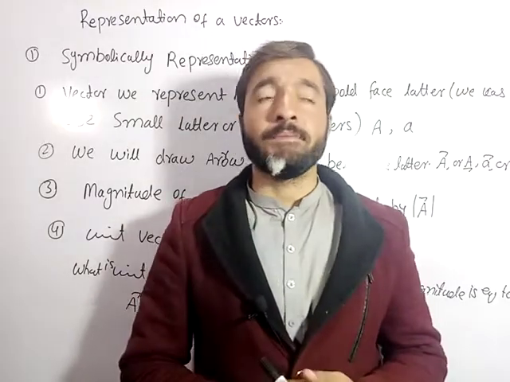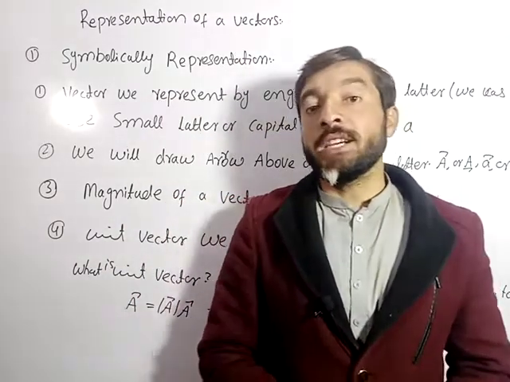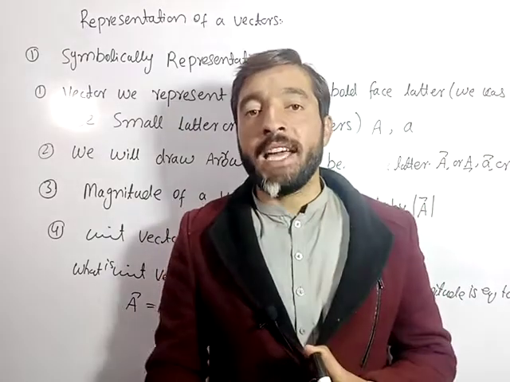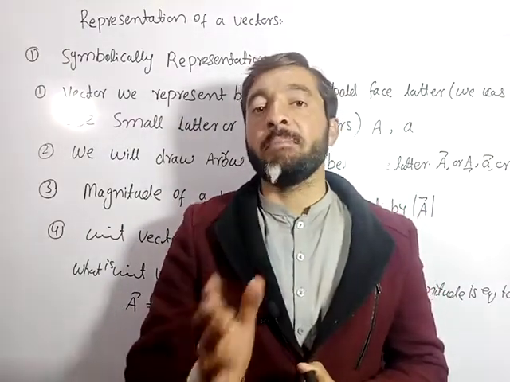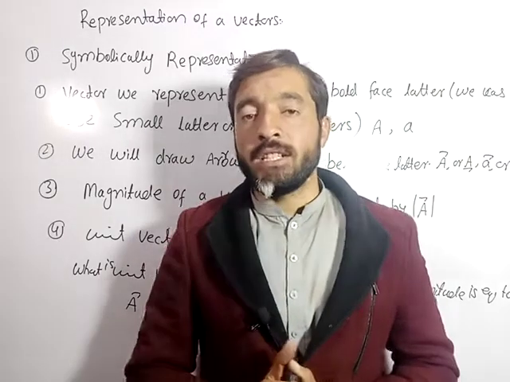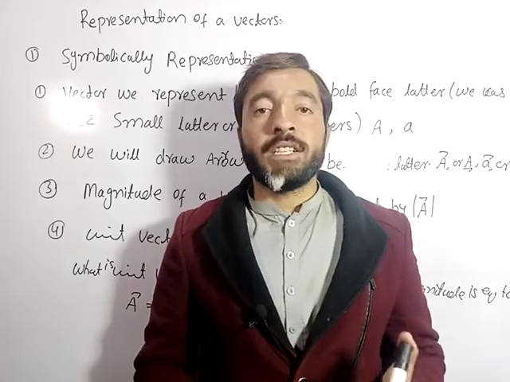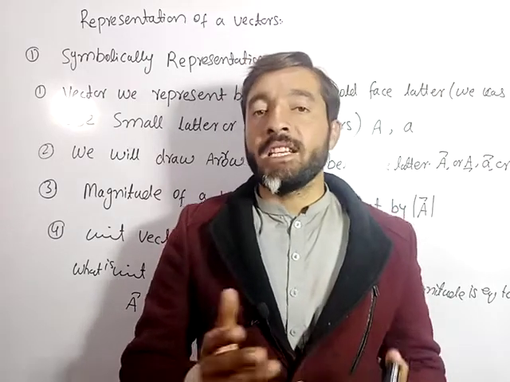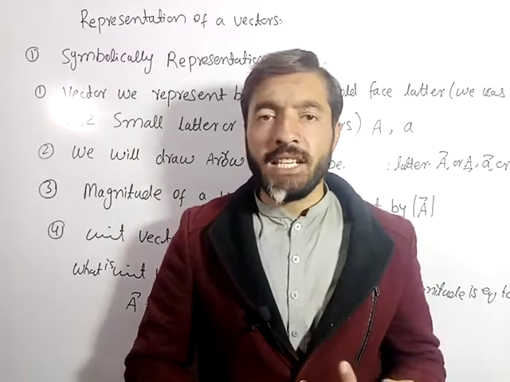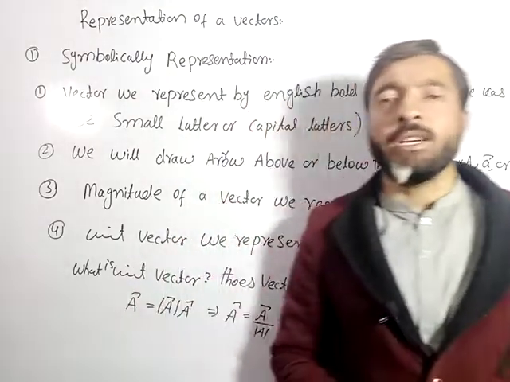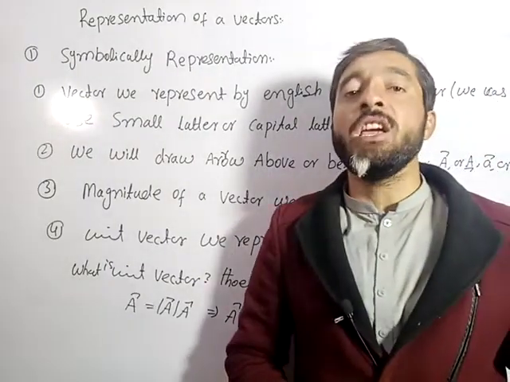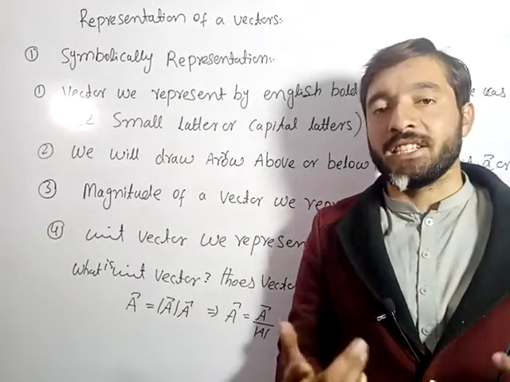Simply we can say, what are vector quantities? Those physical quantities which require both magnitude and direction for their complete description are called vector quantities. So vector quantity is equal to magnitude plus direction. For example, acceleration is a vector quantity, velocity is a vector quantity, displacement is a vector quantity, momentum is a vector quantity, force is a vector quantity, etc.